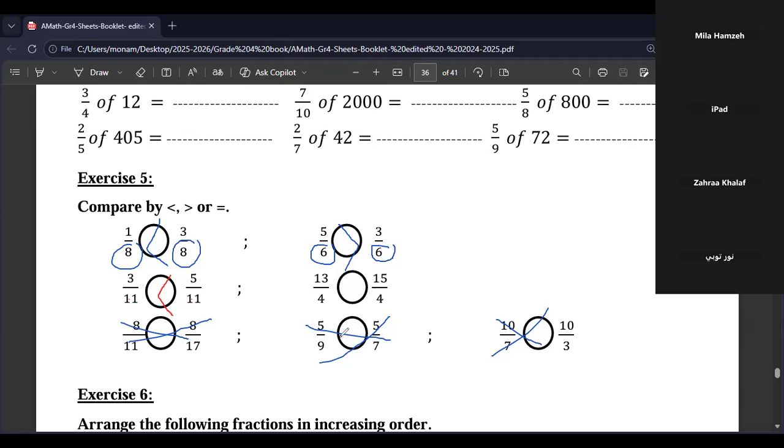Zahra, 13/4 or 15/4? 15/4, because the denominator is 4. Yes, the denominator is the same. So 15 is bigger than 13 in the numerators. True? That fraction will be the bigger.